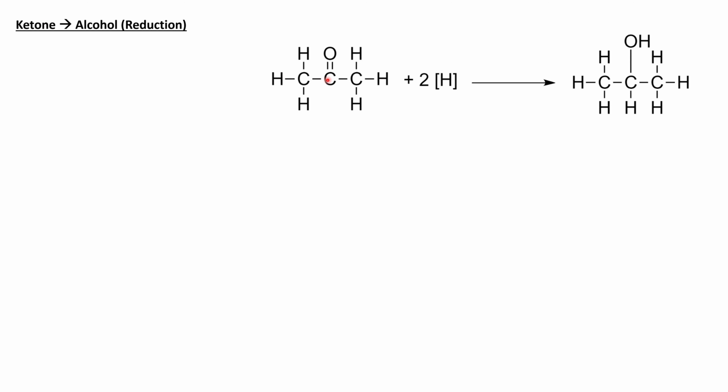I've drawn a reaction scheme here. You can see that we've got propanone, and we're going to react that with 2 moles of our reducing agent, and that will achieve the product here, propan-2-ol. Let's have a look at the mechanism for how this works.